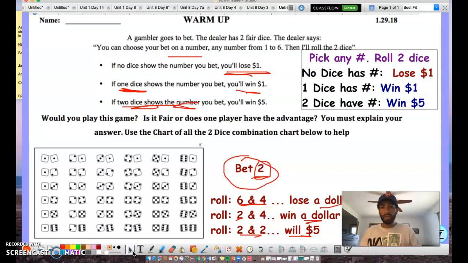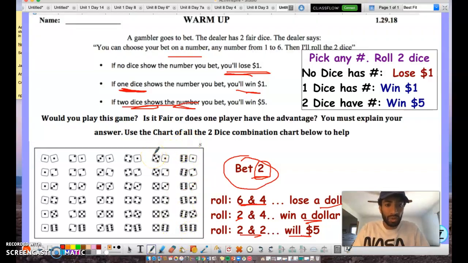So, repeatedly playing this game over and over. Roll. Here's $1. Oh, you rolled a 6 and a 4. Give me that $1 back. Oh, you rolled a 2 and a 2. Here's $5. So let's just say you play this game 100 times. Who has the advantage? And the way you can figure this out is you don't have to play this game over and over again. You can actually look at the dice combinations.